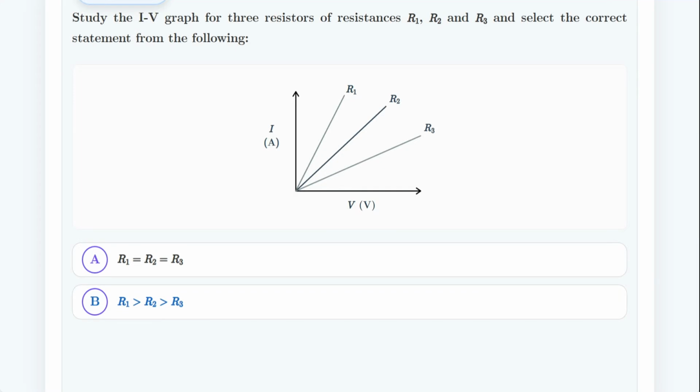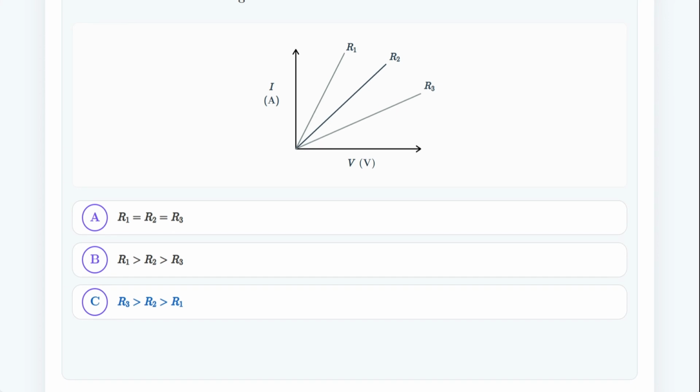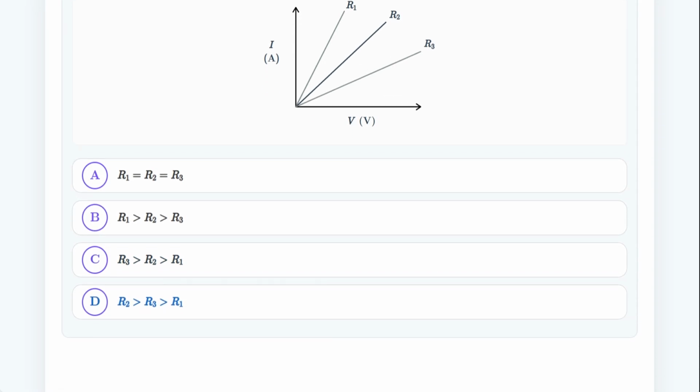Option B says R1 is the largest, followed by R2, then R3. Option C claims R3 is the largest, then R2, and R1 is the smallest. And option D thinks R2 is the greatest. Take a moment. Which one do you think is right? Let's decode the graph to find out.